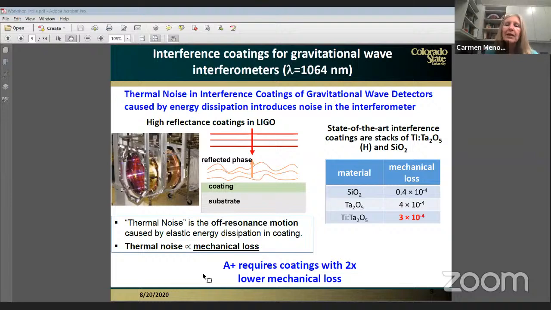So now I am going to briefly discuss what the problems are that we are trying to solve in each of these 2 projects that we have in our group. I will start by discussing interference coatings for gravitational wave interferometers. As I mentioned, these coatings are designed for a wavelength of 1064 nanometers.